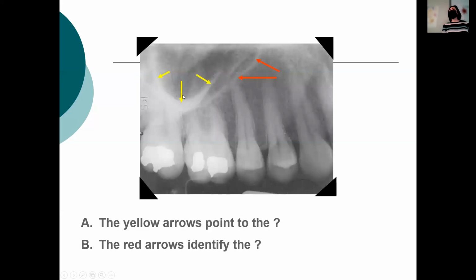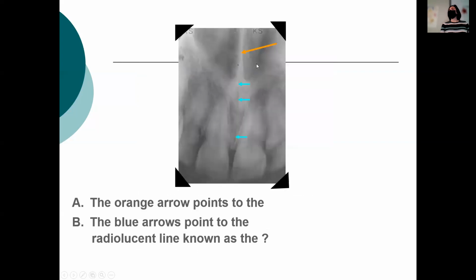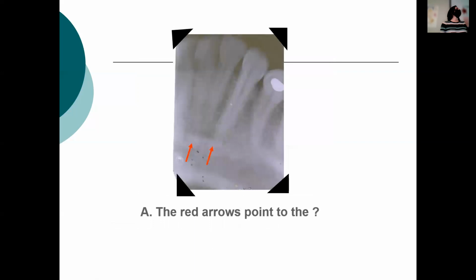Okay, yellow arrow pointing to what? Zygomatic process. Red arrow pointing? Maxillary sinus. Orange arrow? Septum. Turquoise arrow? Suture. Yep, good job. Median palatine suture. But it's the red arrows pointing to.